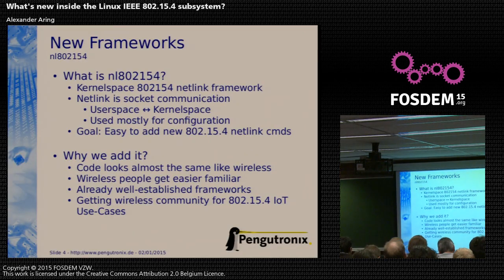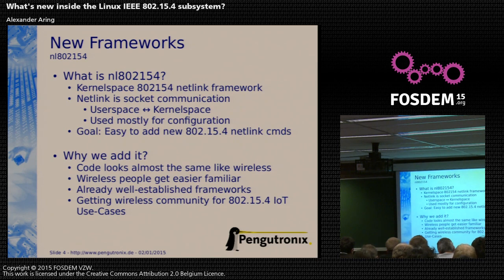We do all this with nl802154. So what is nl802154? nl802154 is a kernel space netlink framework. Netlink is a socket communication between user space and kernel space, and it's used mostly for configuration stuff, like setting frequency and address things. The goal of the new framework is to allow us to easily add new netlink commands to access this from user space.